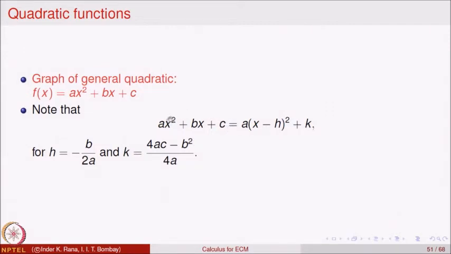So, we want to transform this equation ax² + bx + c into a times this. So, that means a is already given to us, b is given to us, c is given to us. We want to find constants h and k, so that for every x these two equations are satisfied. And for that to be true, for example, if x is 0, from here we can calculate what c is. h should be equal to b by 2a and k should be equal to this quantity.